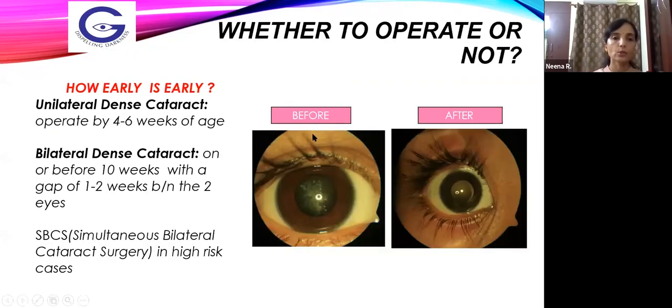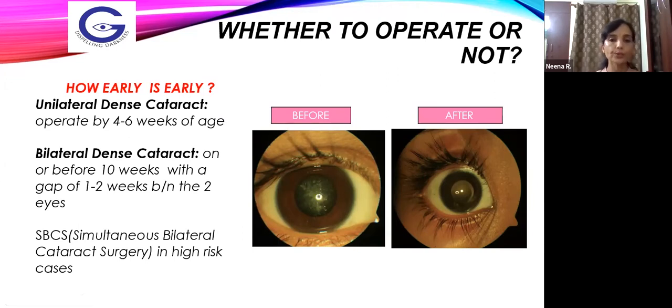So do all cataracts need surgery? No, if it's not dense enough. How do we assess that? If it's a totally dense cataract, it definitely needs surgery. So any lenticular opacity which is within 3 millimeters of the visual axis definitely needs to be removed.